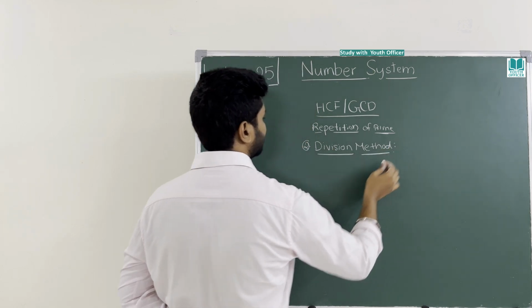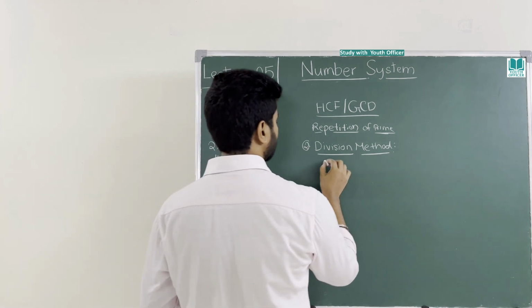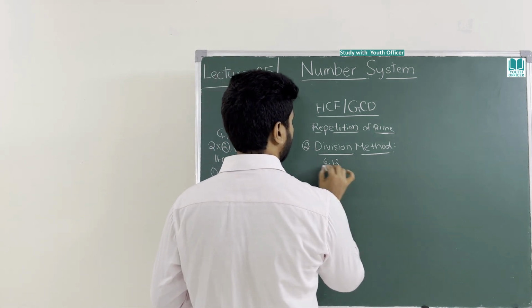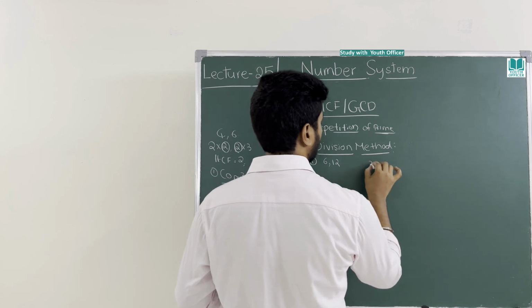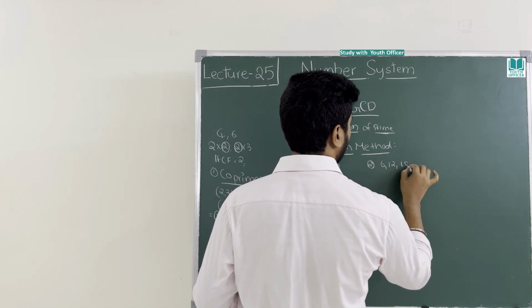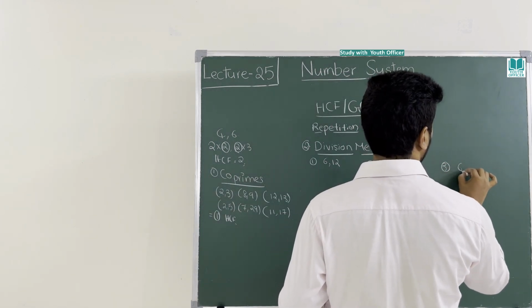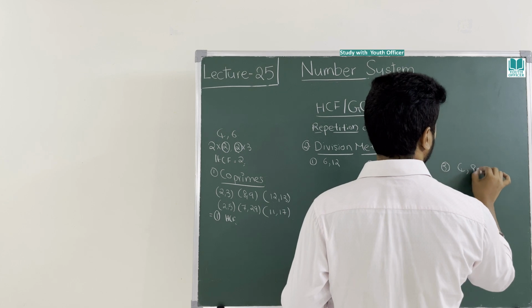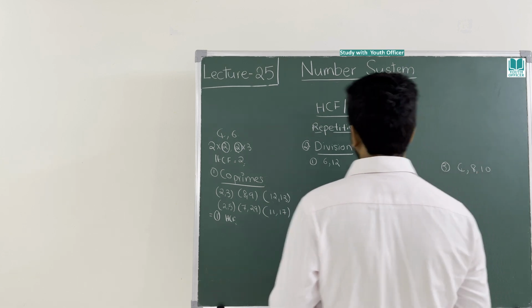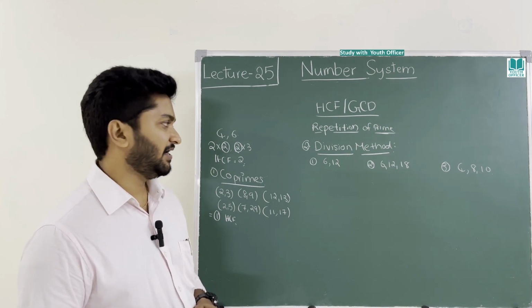What is this division method? I will take an example, not one example, I will take 3 examples. The second example will be 6, 12 and 18. The third example will be 4, 8, 10. I will take 3 examples and we will try to find the HCF.